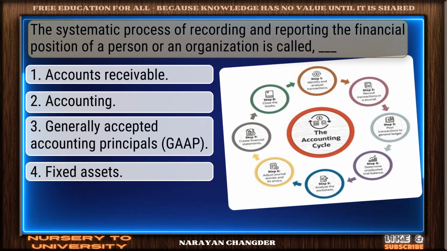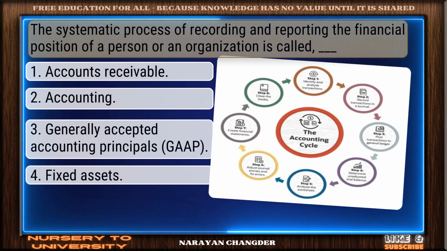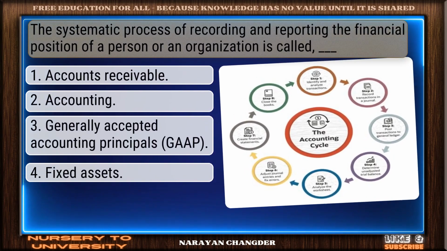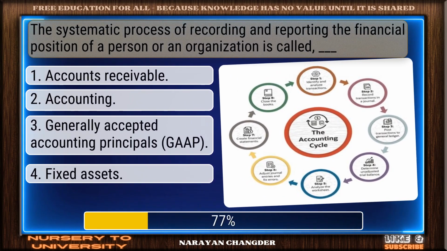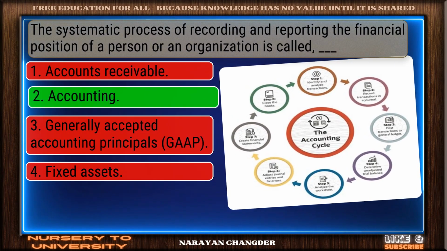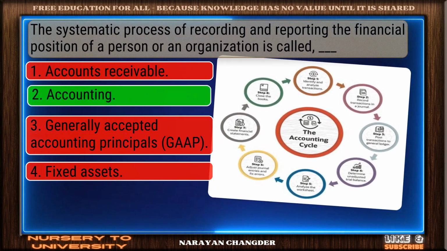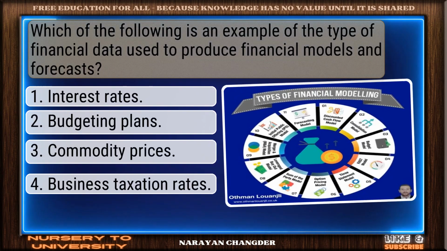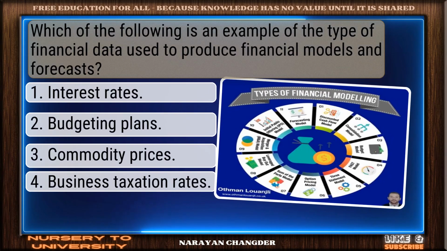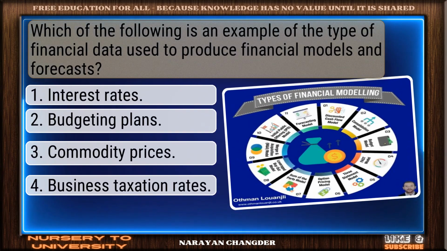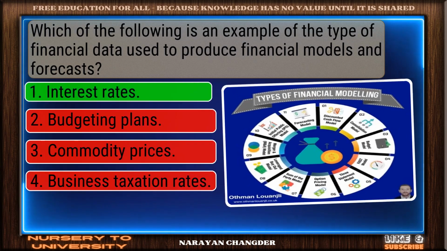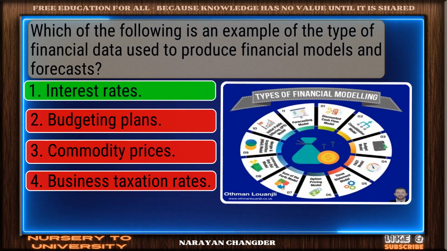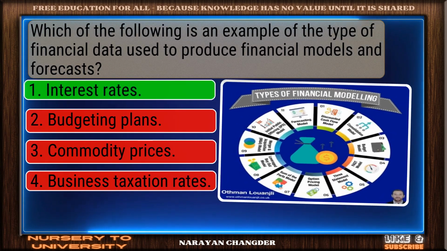The systematic process of recording and reporting the financial position of a person or an organization is called dash. Great job. Accounting is the accurate answer. Which of the following is an example of the type of financial data used to produce financial models and forecasts? You chose interest rates, and it is correct.